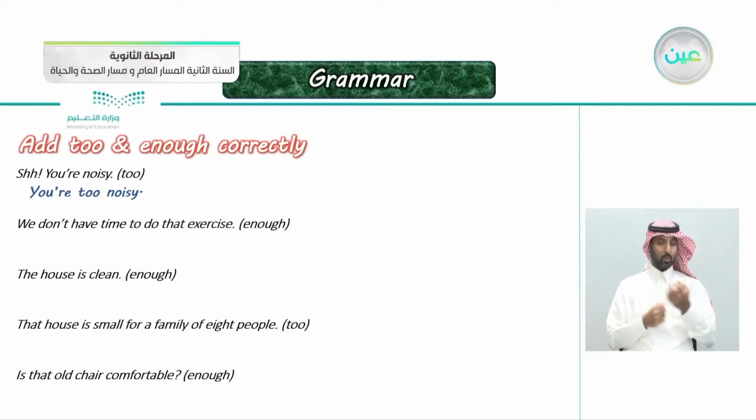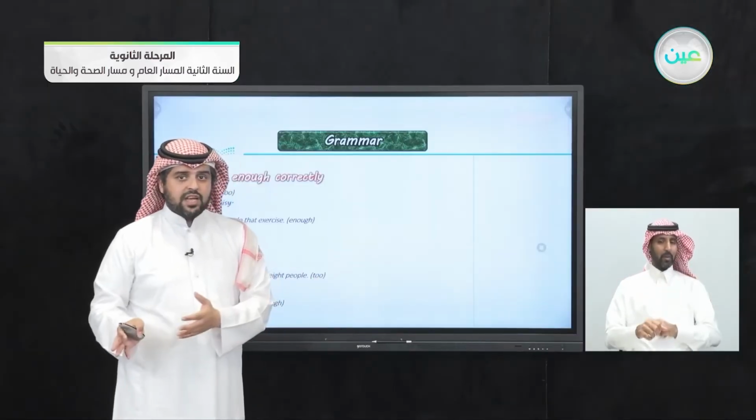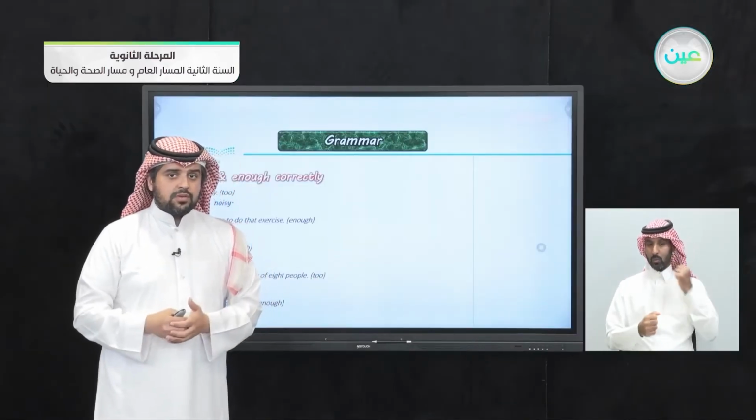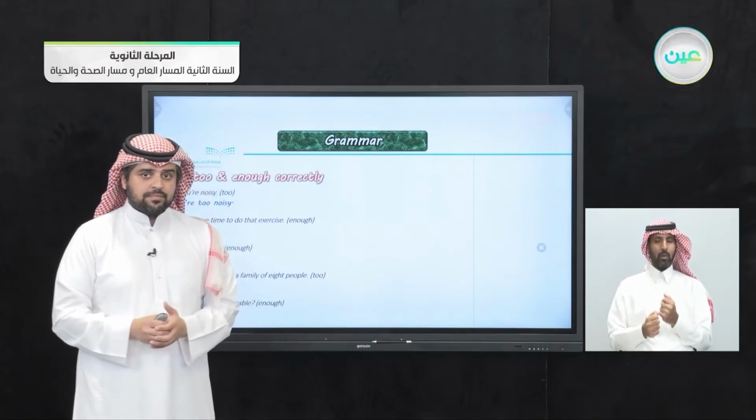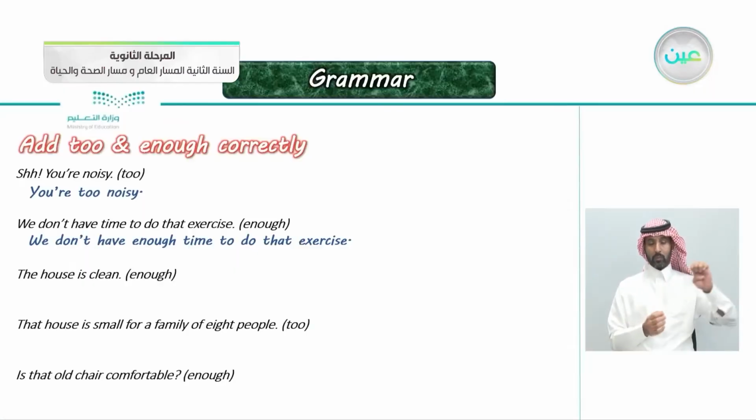So we want to do the exercise, but we don't have time. So where do we put the word enough? Very good. We say we don't have enough time, before the noun here. We don't have enough time to do that exercise. Number 3, the house is clean, and the word here is enough.